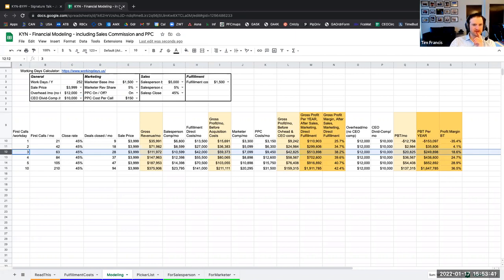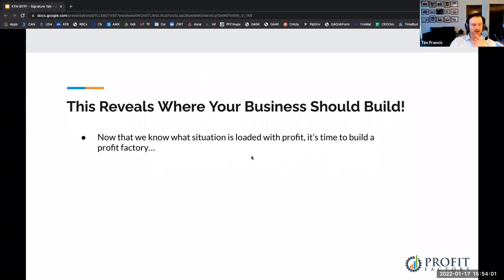So this really reveals where our business can stand. It also helps you negotiate deals. If you're hiring a salesperson, you know what you can and can't pay them. If you're hiring a marketer or a marketing agency, you know what you can and can't pay them. And what this also reveals is where our business should build. If we know that we have certain products and services that are losing us money, we should not build a profit factor around that. Instead, we should build around where we have great margins, right?